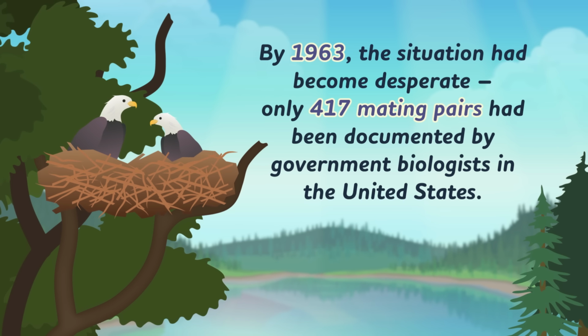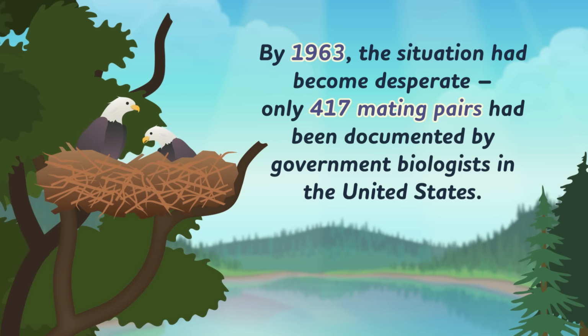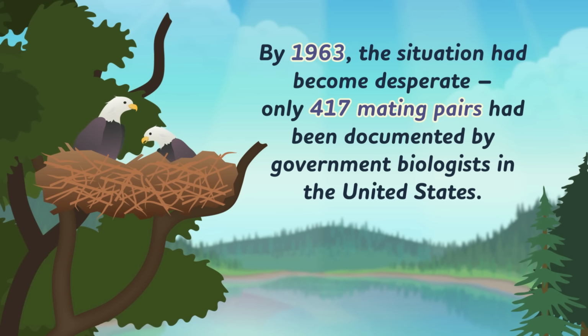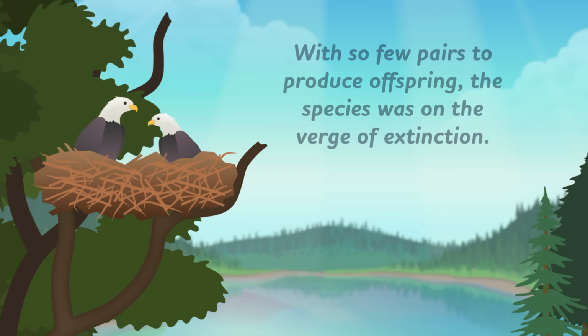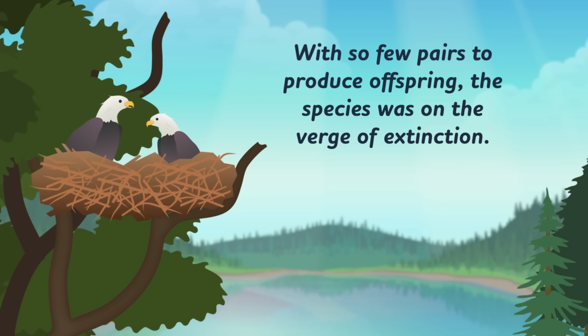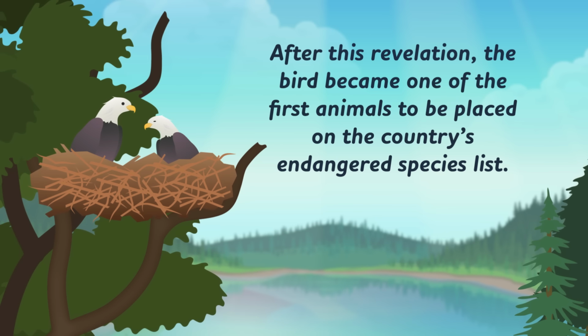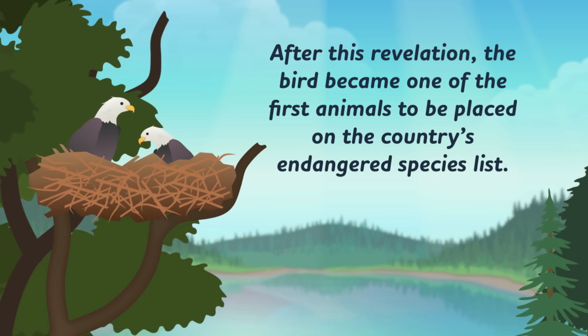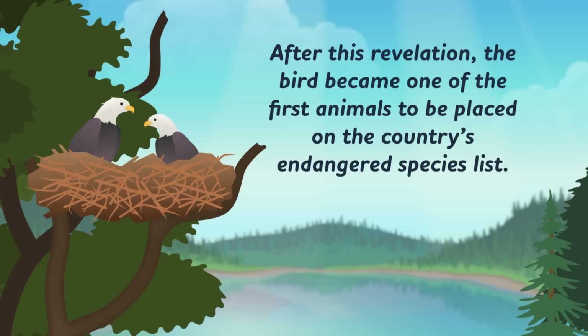Only 417 mating pairs had been documented by government biologists in the United States. With so few pairs to produce offspring, the species was in danger of extinction. After this revelation, the bird became one of the first animals to be placed on the country's endangered species list.